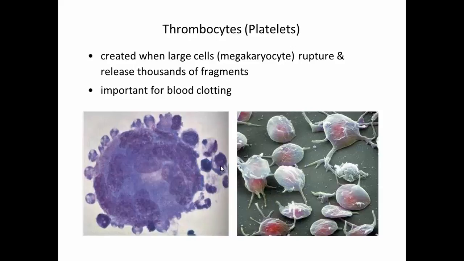The third main type of cell that is in the blood are called thrombocytes or platelets. And these are actually fragments of a larger cell called a megakaryocyte that ruptures and releases all of these little fragments. And of course the main function of platelets is to form a blood clot. What you see here on the left, this is a megakaryocyte, and on the right, these are the platelets.